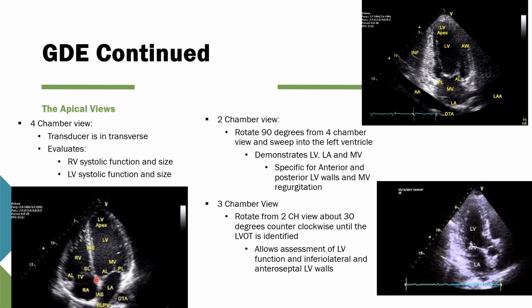From here, you can, if so desired, turn to a 2-chamber view. So you would rotate 90 degrees here from the 4-chamber view and sweep into the left ventricle. And here's a 2-chamber view. So you're going to see this is basically looking at the left ventricle in coronal, and now here it would be in sagittal. So here we see the left ventricle, the left atria.